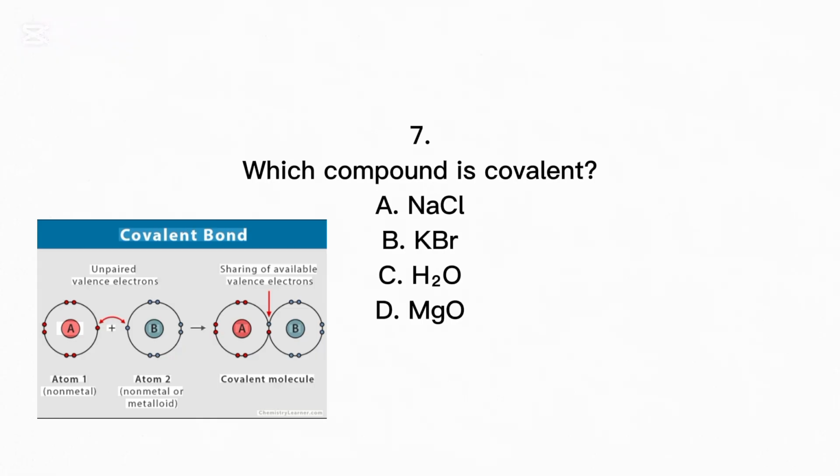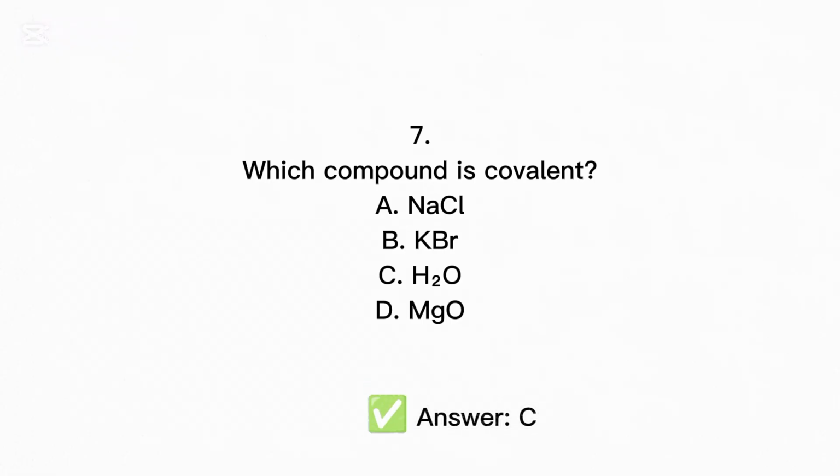Sodium gives one of its electrons to chlorine. Potassium gives one of its electrons to bromine. And the same thing with magnesium: magnesium gives 2 of its electrons to oxygen. So the only option there is C. C is the covalent bond.